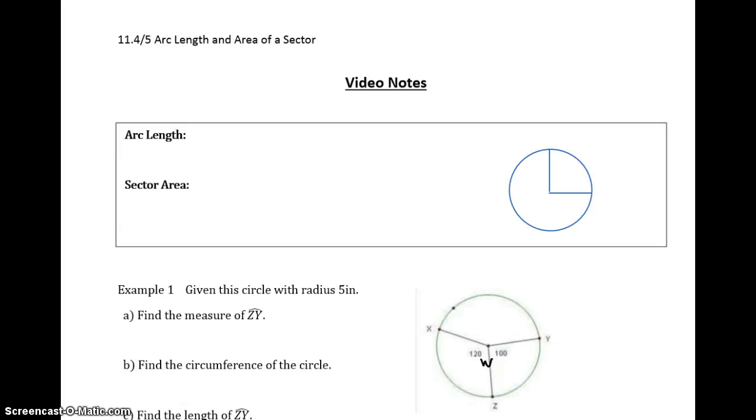Hi, Geometry. This is the final section of our unit. We're going to cover area of a sector and arc length. This is actually in a different chapter, chapter 11. First of all, arc length.